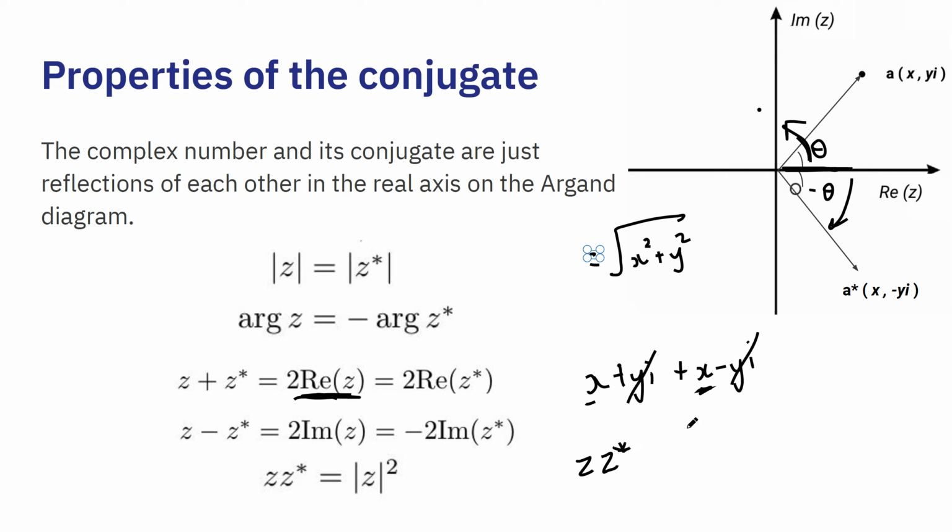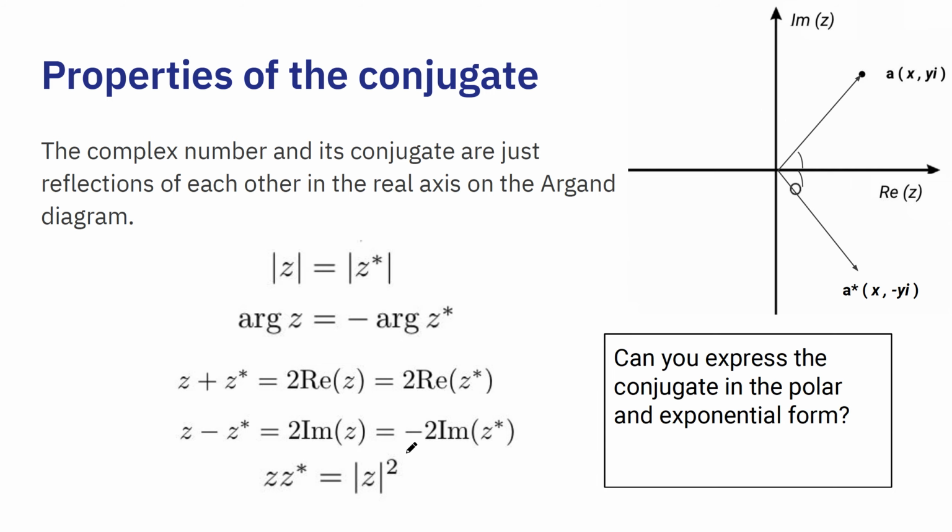To do this, let's write it out like this: x plus yi times x minus yi. Earlier we learned that this is kind of like rationalizing. We get x squared minus yi squared, which is x squared plus y squared, correct? And this is actually equal to this thing over here squared. So it's equal to the modulus of z squared. Okay, so those are some properties of the conjugate.